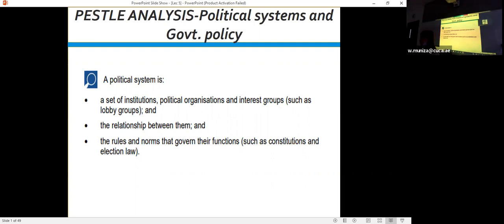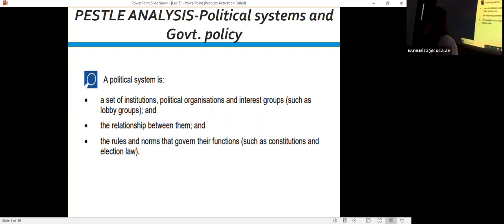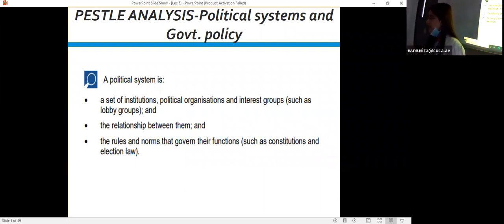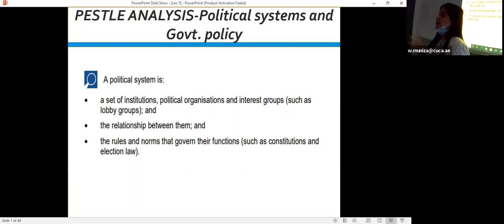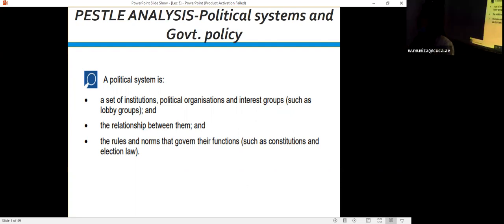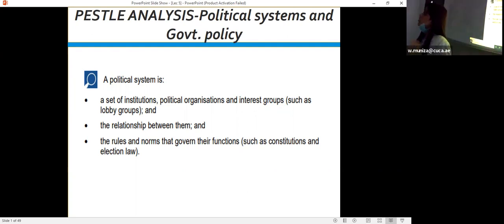So PESTLE is basically an acronym which stands for political factors, economical factors, social factors, technological factors, legal factors, and environmental factors. So with the help of this model, one by one, we analyze all the factors which are present outside the boundaries of an organization. And one by one, we make different strategies in order to control those factors.